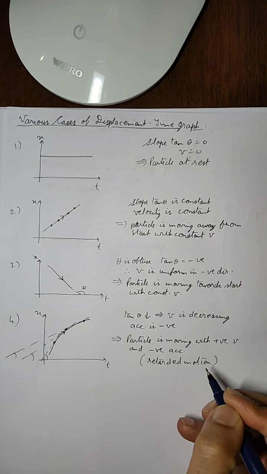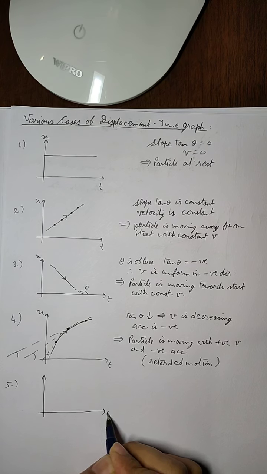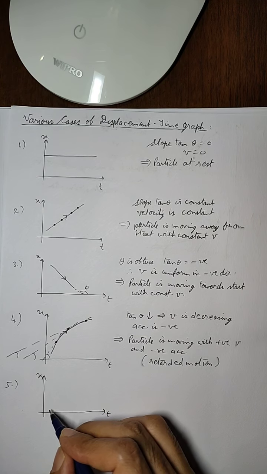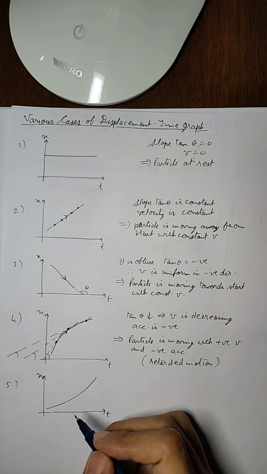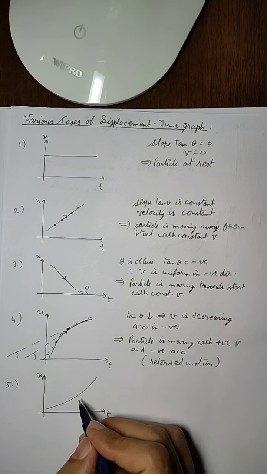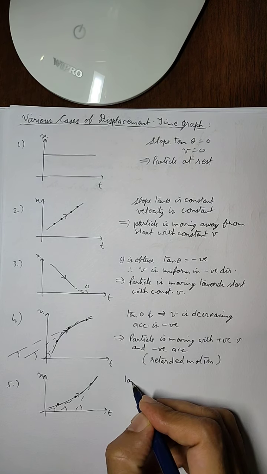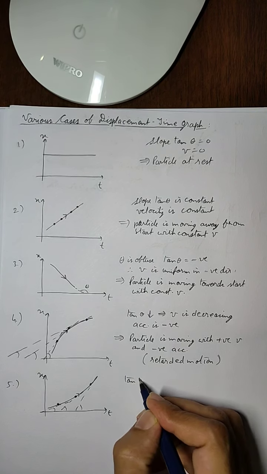Similarly, if we come to the next graph, this graph is something like this. The body is going like this, and we can see that if we take slopes at different points, then theta will increase, the slope or the tan theta will increase. If we make a tangent here and then here and then here, then we can say that theta is increasing. That means the slope is increasing. So if slope is increasing, this means the velocity is increasing.